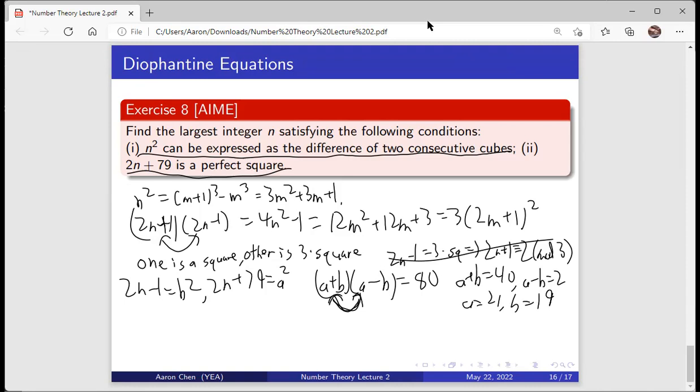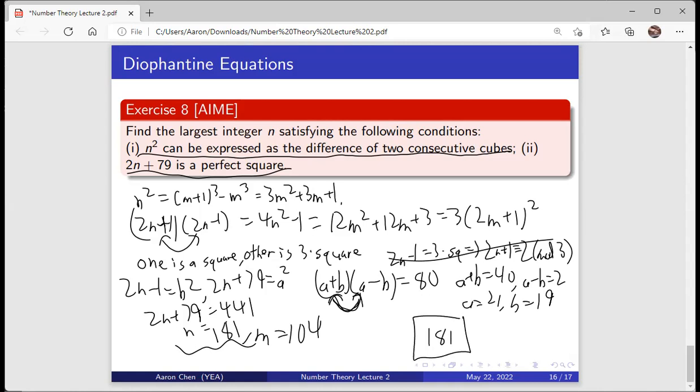And so the result is that 2n plus 79 is equal to 441. And so n is equal to 181. And as for m, we can see that m is equal to 104. So n equals 181 does indeed work. And the process we have gone through above is all in order to maximize the value of n that we get. So the value of n we have is the maximal and is 181.